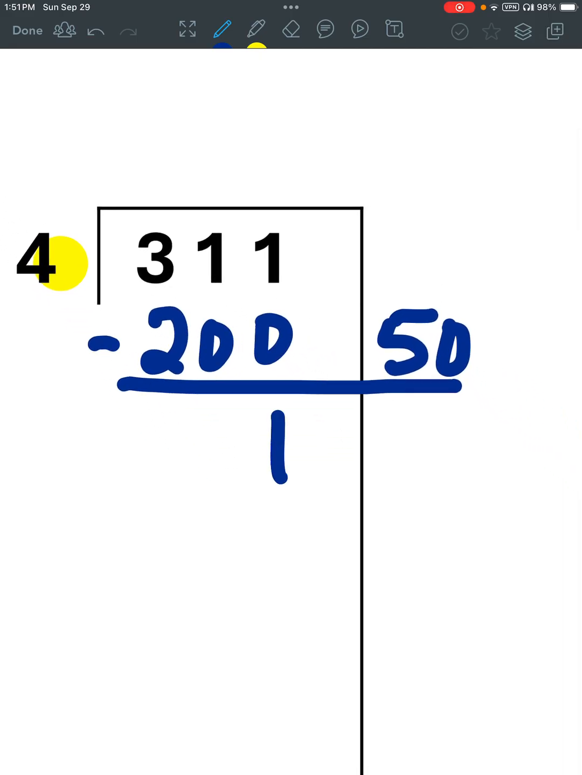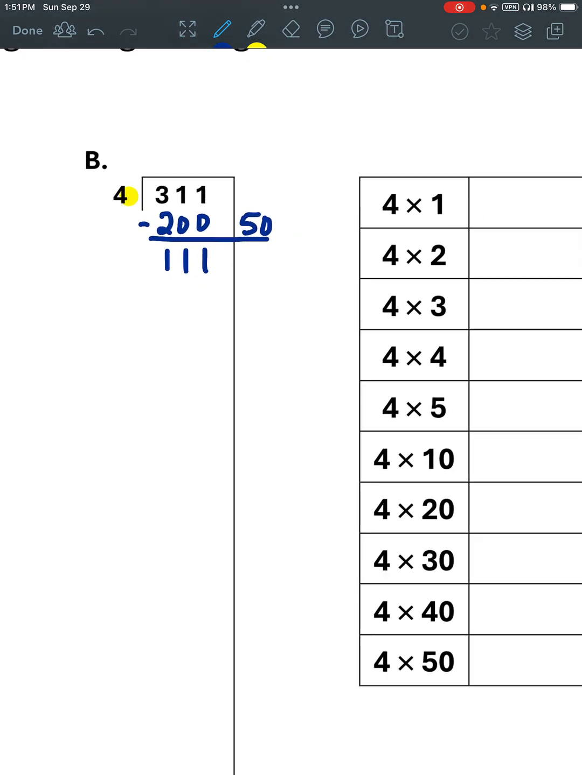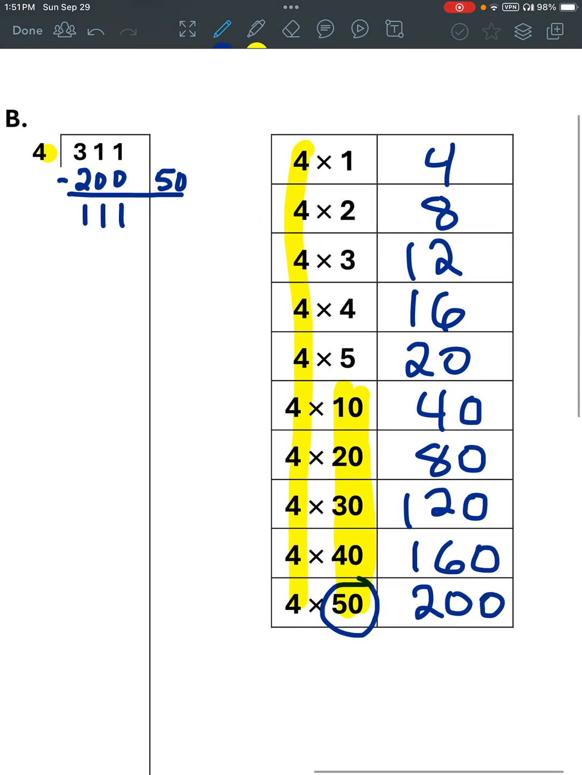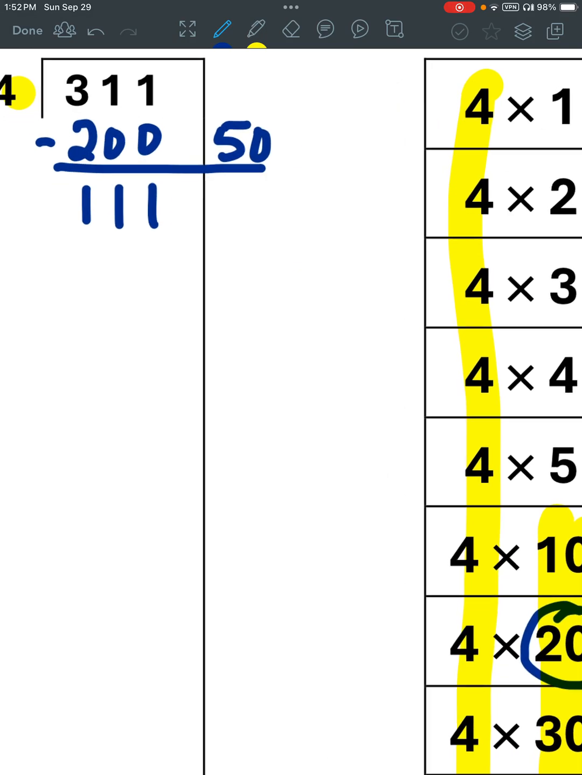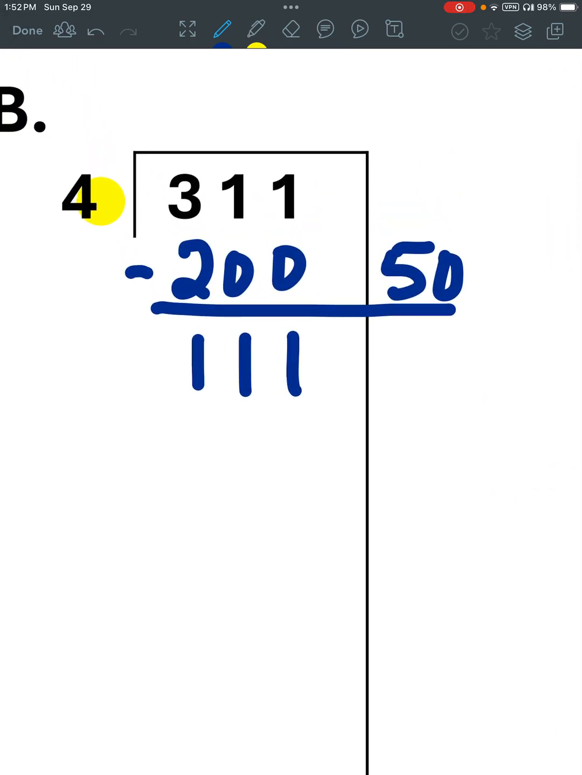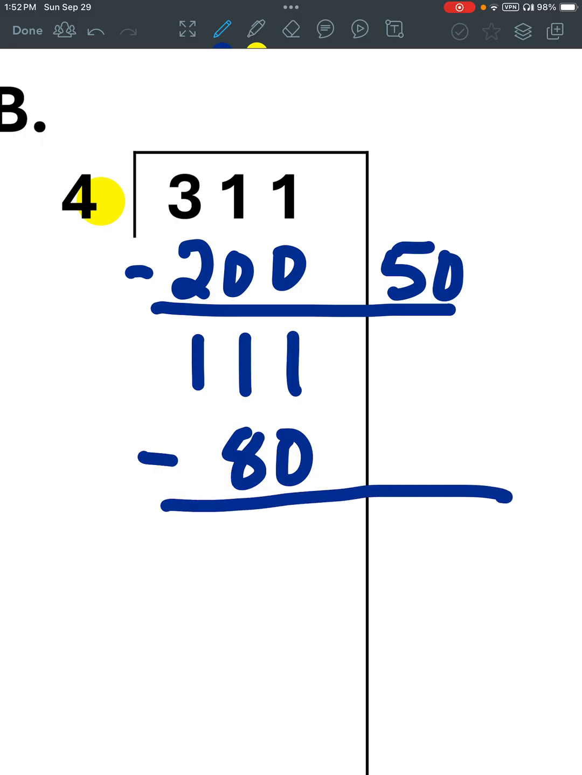Now, answer to subtraction, 111. I go back to my table. What's the biggest number I can subtract from 111? I can't subtract 200 or 160 or 120. I can subtract 80. The factor is 20. I'm going to come over to my problem. I'm going to subtract 80. I'm going to write my factor 20.